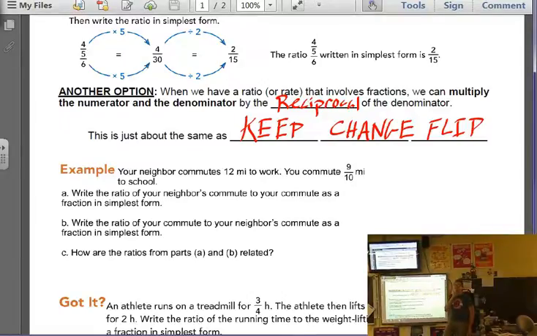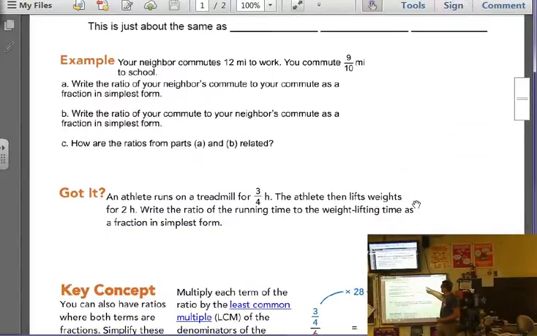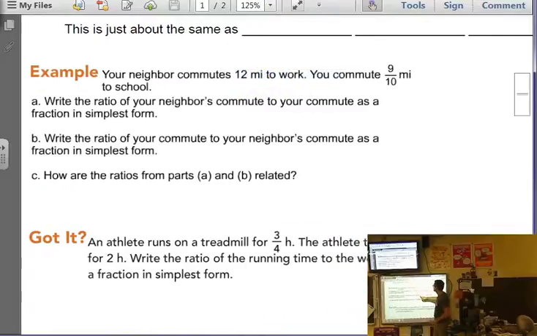My math teacher used to say for reciprocal, flip the recip. I said that too. So your math teacher still says that. Flip the recip. All right.